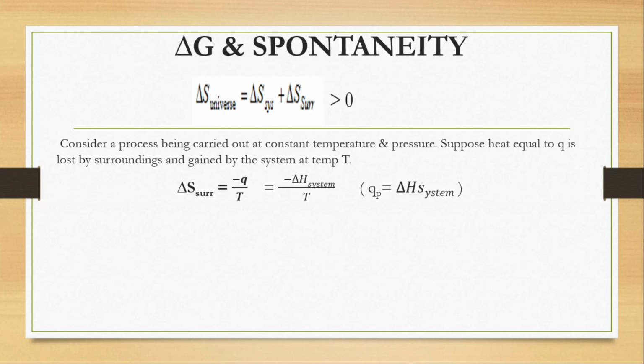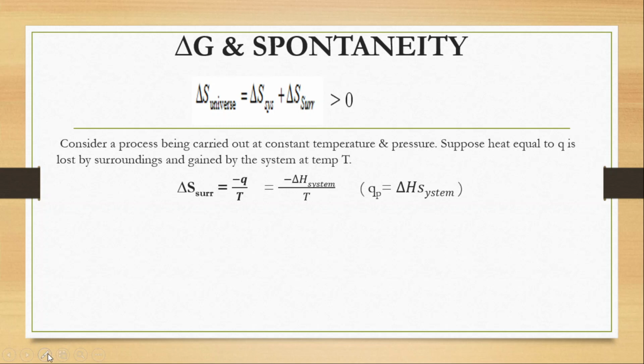And now we are using that delta G to remove the surrounding term. Clear? So now we are discussing the criteria of spontaneity in terms of delta G, or Gibbs free energy. Let us consider a process being carried out at constant temperature and constant pressure.